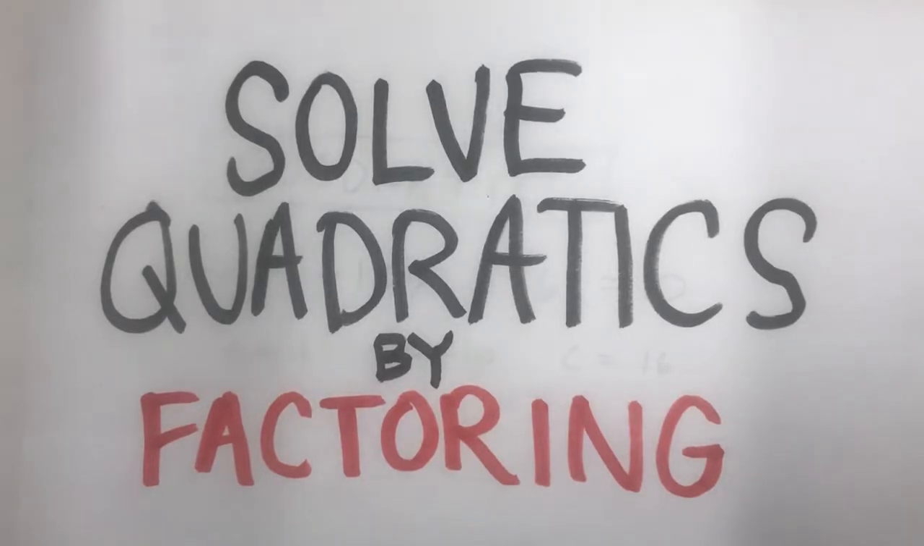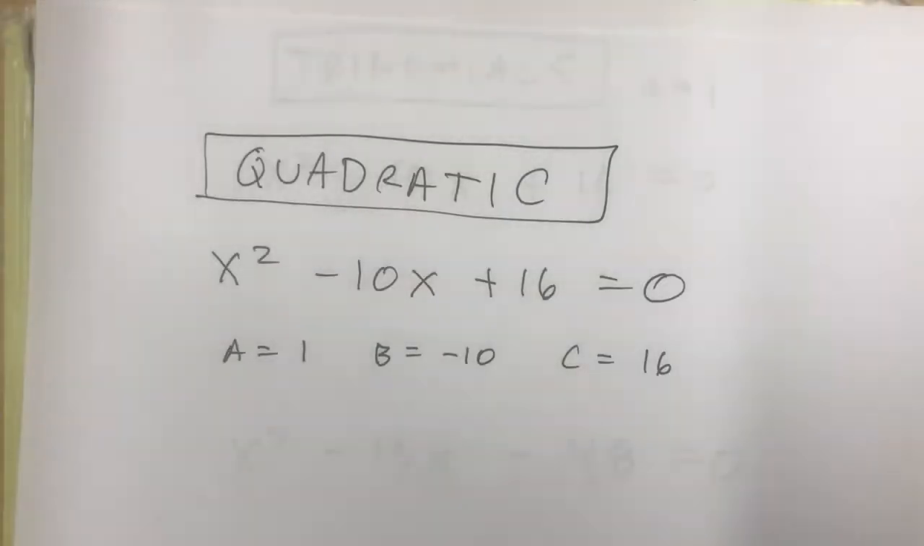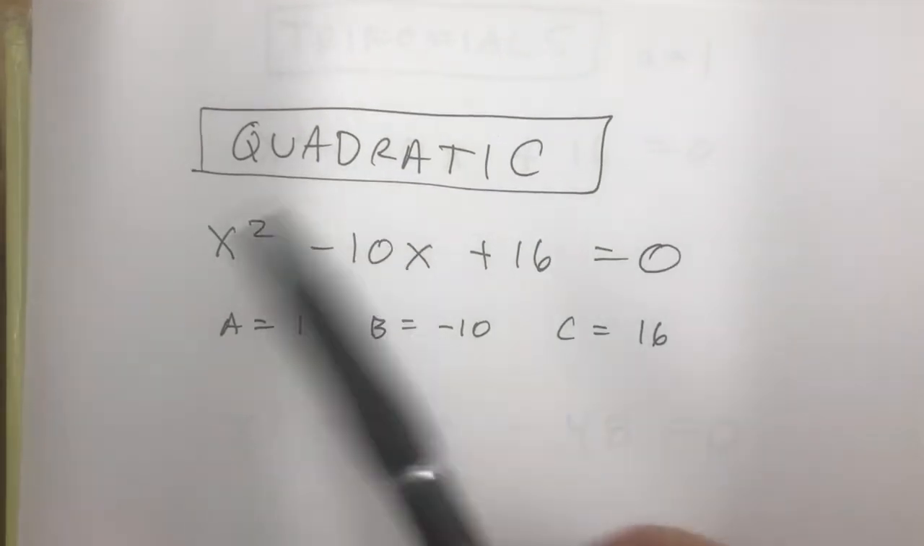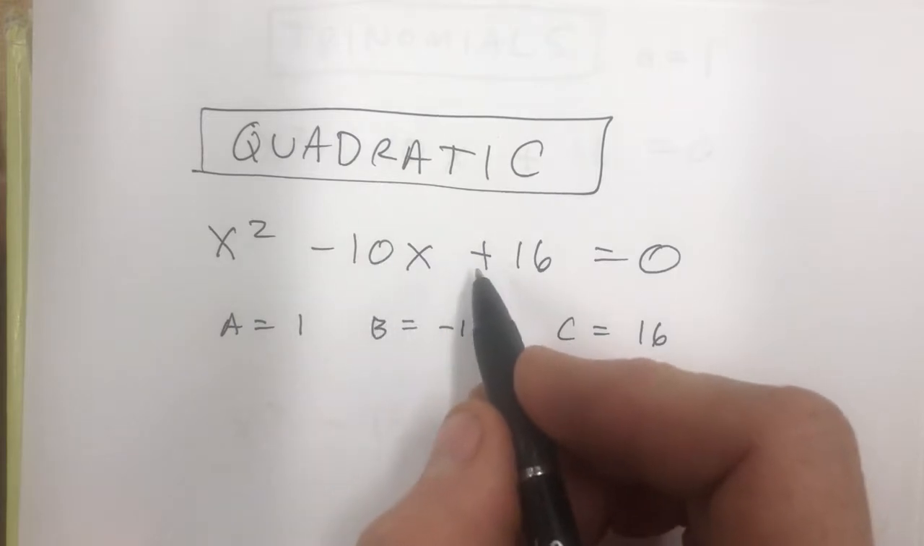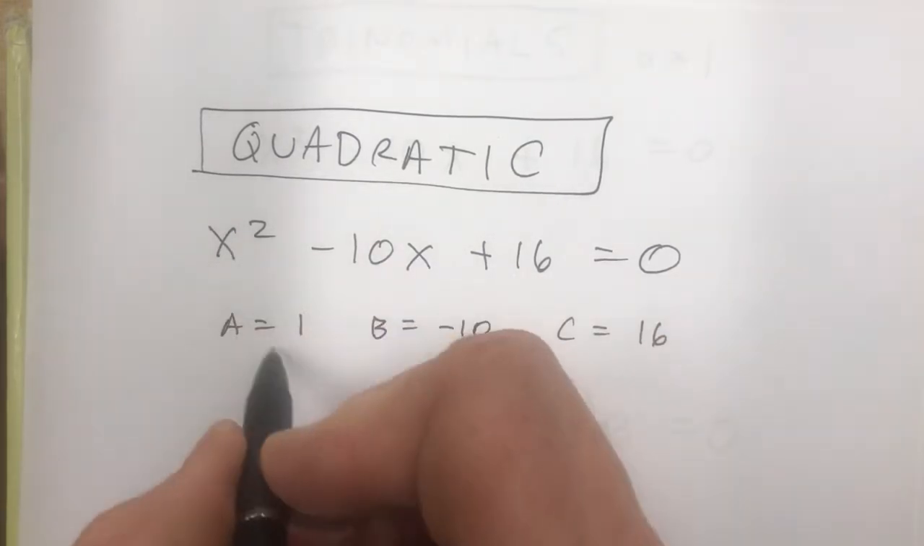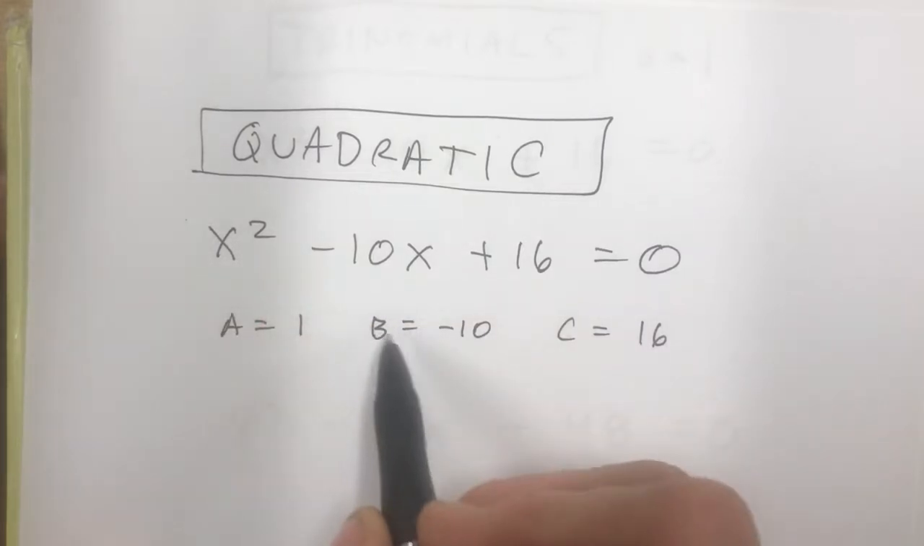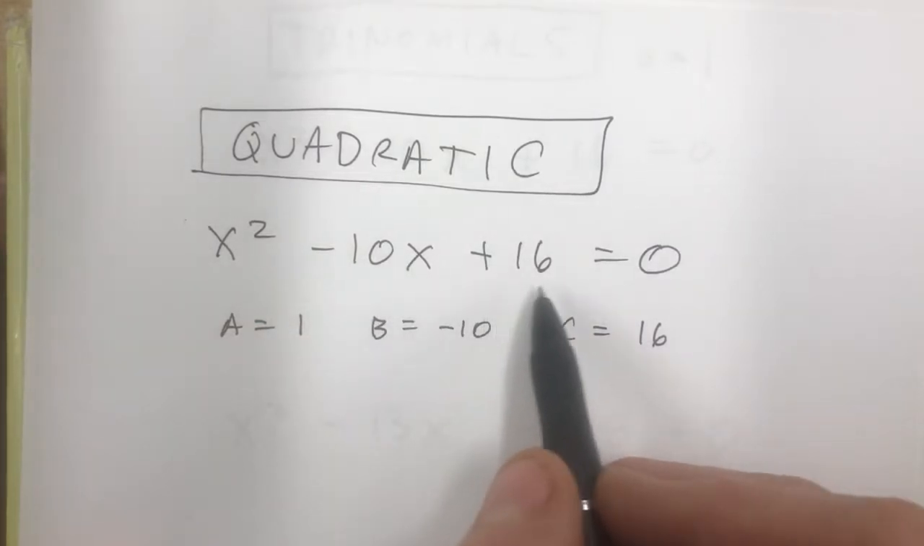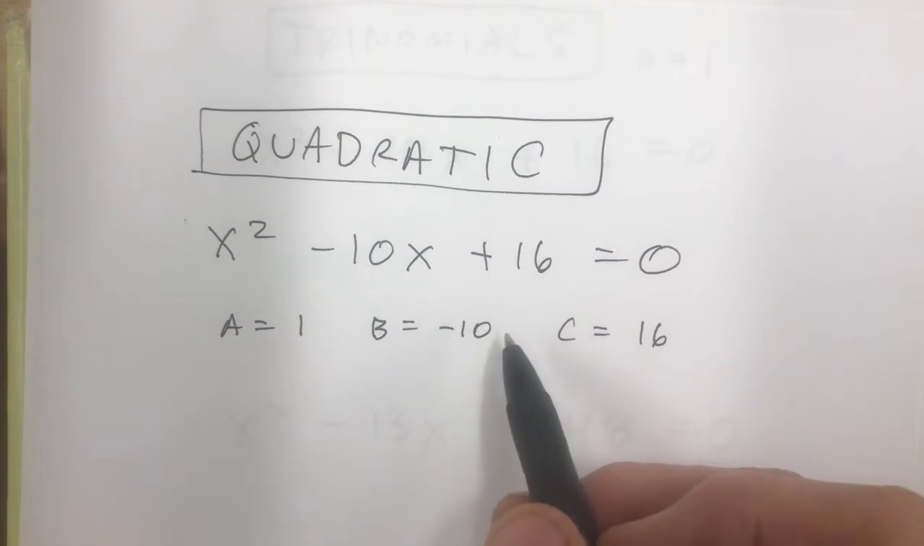All right, today we're going to look at solving quadratics by factoring. Okay? Now, a quadratic equation is like this right here: x squared minus 10x plus 16 equals 0. Where in this problem, the A is 1. There's a 1 right here. B would be negative 10, and C is 16.